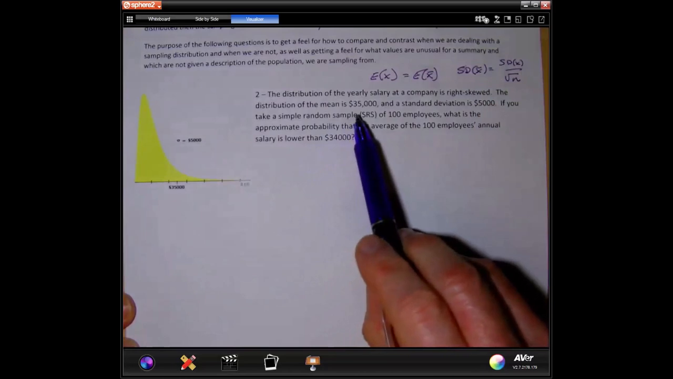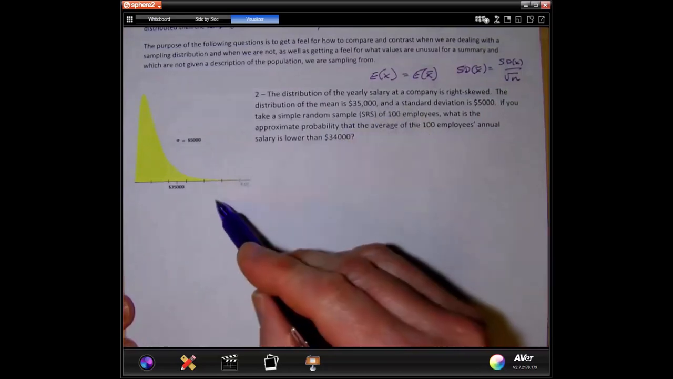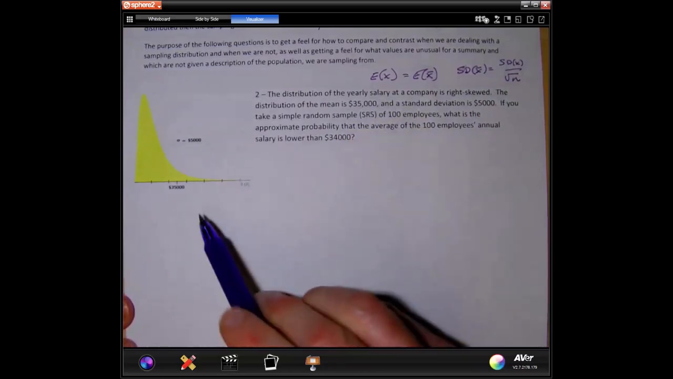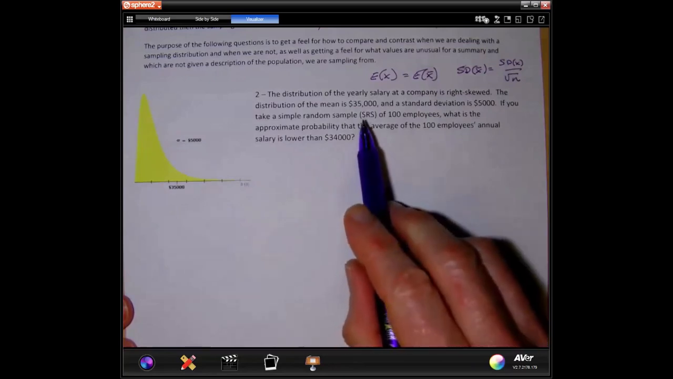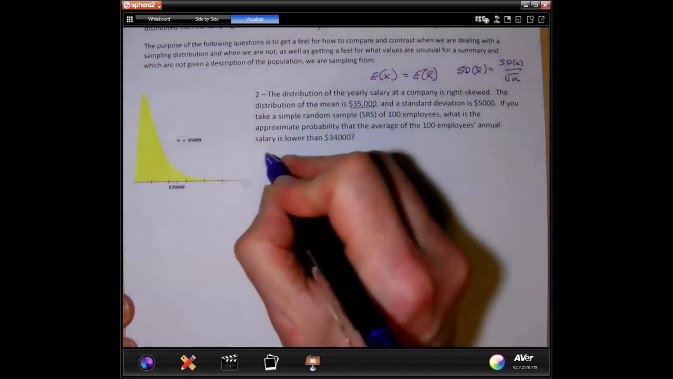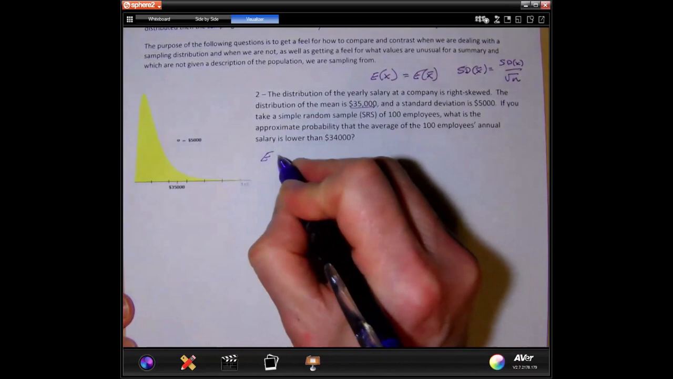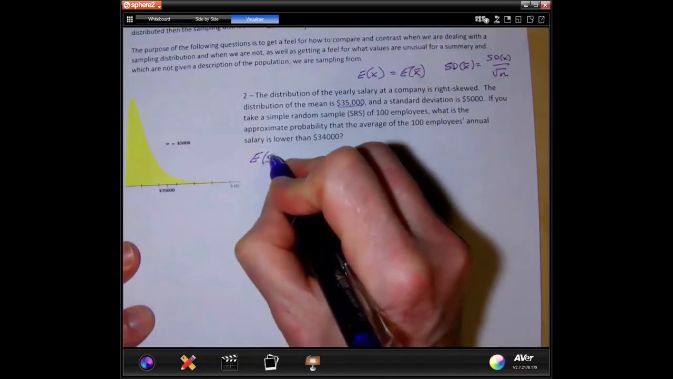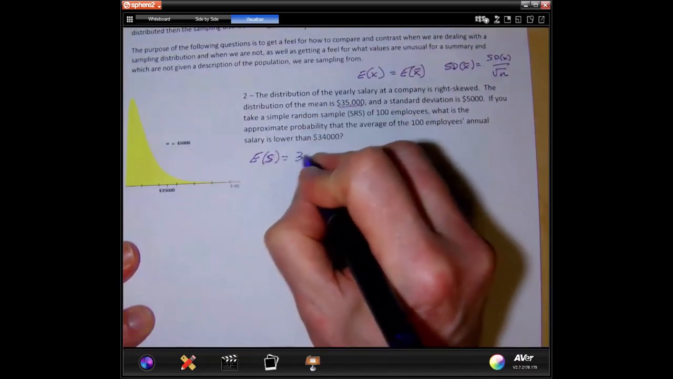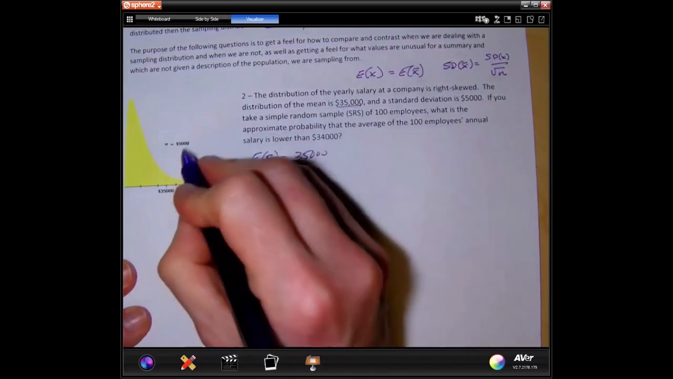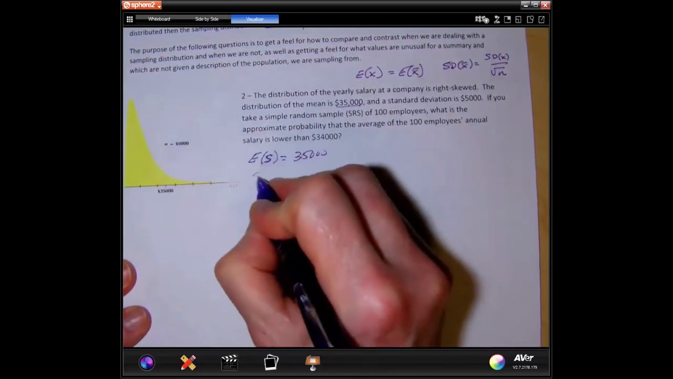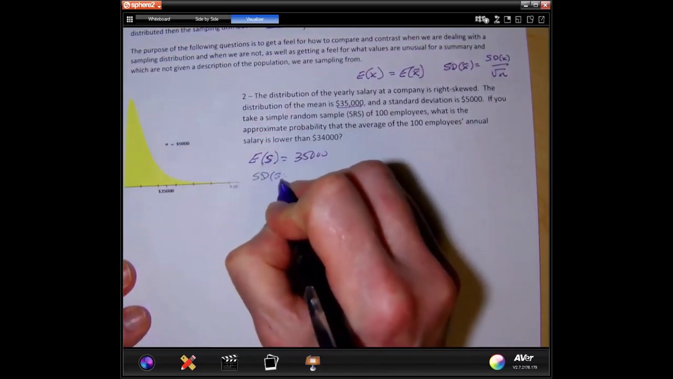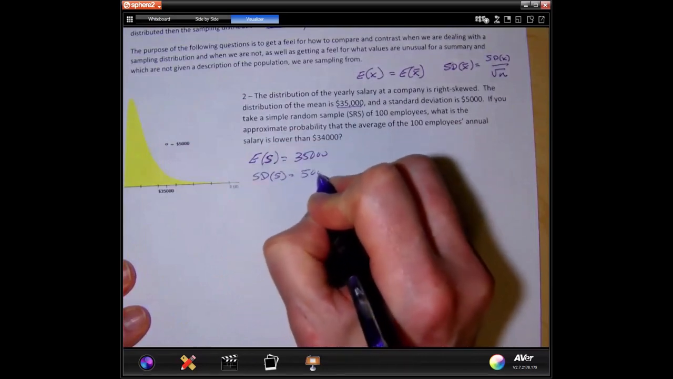So the distribution of the yearly salary at a company is right skew. And there it is, the right skew distribution. That's the distribution of yearly salary. The mean is 35,000. So this is the population mean for salary. So E of S is 35,000. And the standard deviation is 5,000. Again, notice there's a sigma thing. I'm going to use the function notation here. SD of S is 5,000.